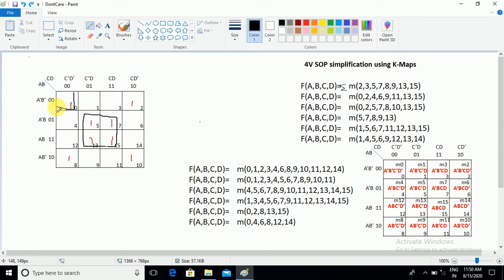So this is one corner, this is another corner, and in this case all four corners should be selected, then only we can create that 4-cell corner grouping. Otherwise we cannot create it. If 8 is not selected, we cannot create the corner grouping. If 0 is not selected, we cannot create the corner grouping. All 4 cells should be selected, then only we can create the corner grouping. Now two 4-cell groups are created: one group is created using the corners, and another group is created in the middle.